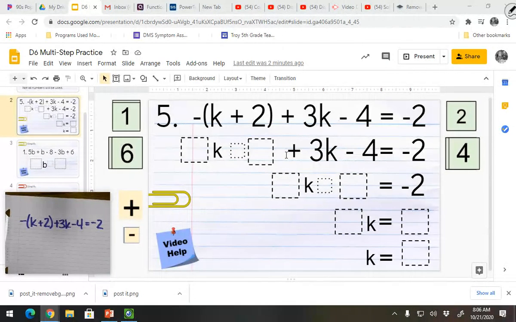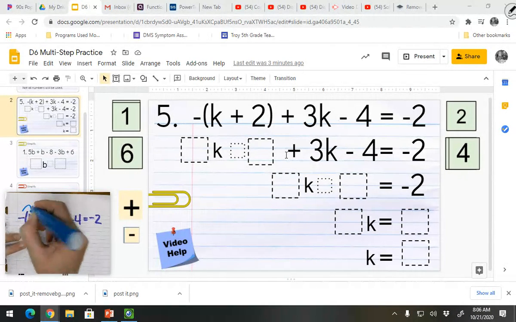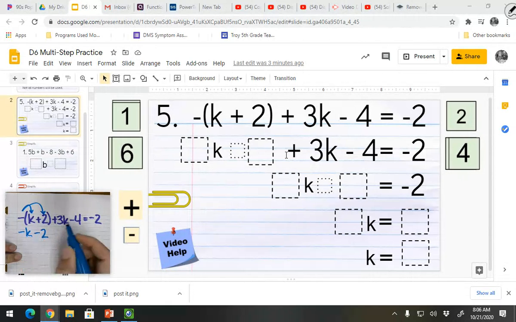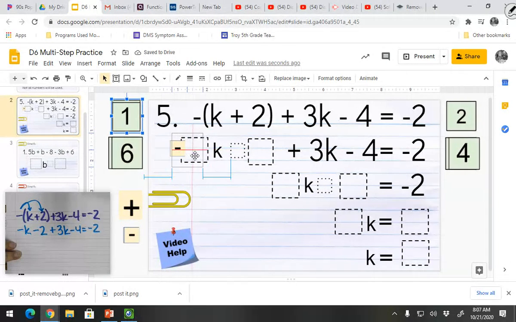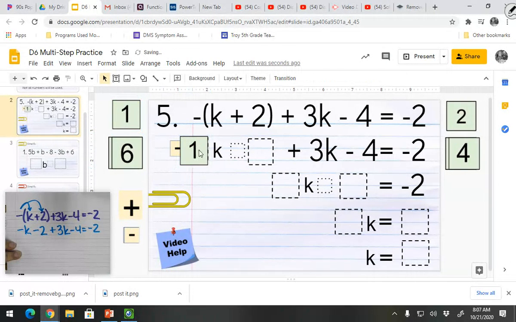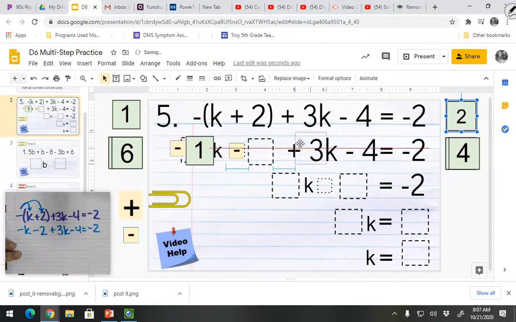So the first thing that I would end up doing to solve this is the distributive property to start. So negative k, and negative times 2 is negative 2, and then everything else gets rewritten. So sweet, I had the first line, so I need to now plug this in. So I have negative k, so that means 1. Okay, and then I have minus 2, so I'm going to put minus 2. And then the rest is already written for me.